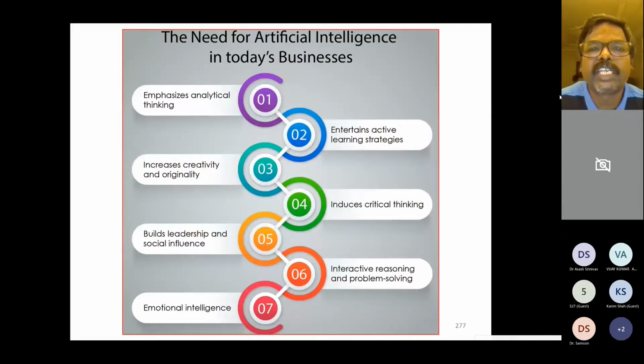Then the need for artificial intelligence in today's business. Why do we use artificial intelligence? It emphasizes analytical thinking. Yes, 100%. It entertains active learning strategies. Yes, especially in gaming applications. It increases creativity and originality, induces critical thinking, builds leadership and social influence, interactive reasoning and problem solving, and emotional intelligence. These are the needs for artificial intelligence in today's business.